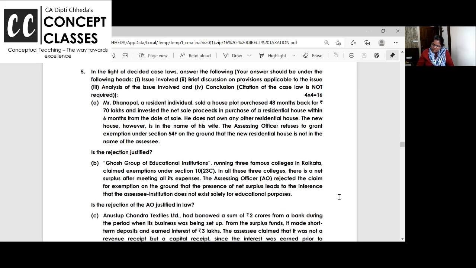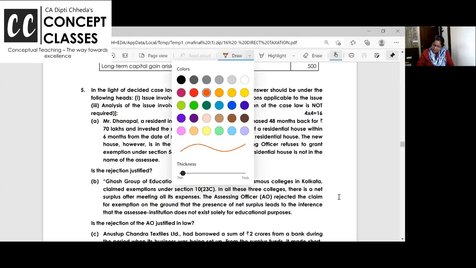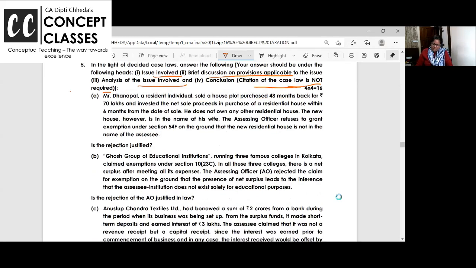In the light of decision case laws, answer the following questions. Okay. Right. Issue involved, brief discussion, analysis, conclusion. See, they have already written there. Citation of the case is not necessary. It's not necessary. If you like it or if you remember, yeah, ma'am, this versus this, fine.